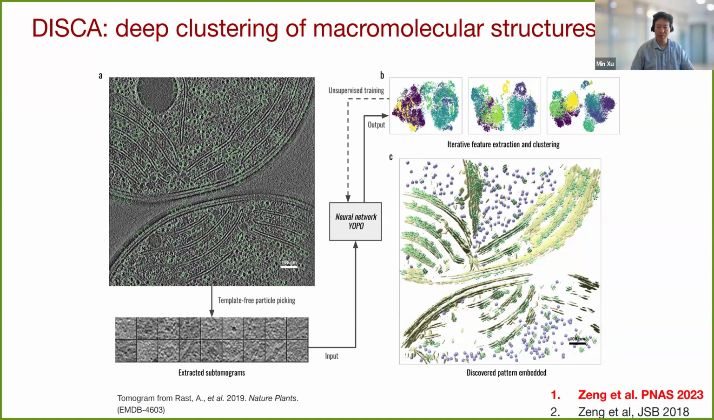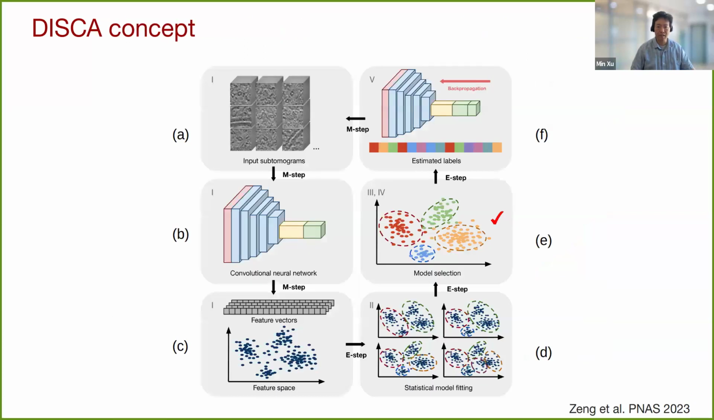Given a 3D tomogram, we first pick potential regions that look like a particle. Then we use DISCA to extract image features and cluster subtomograms. After the heterogeneous set is sorted into homogeneous structural subsets, as post-processing steps, we recover the structure by averaging each subset. The discovered patterns can then be embedded into the original tomogram space for visualization purposes. DISCA is a generalized expectation maximization framework.